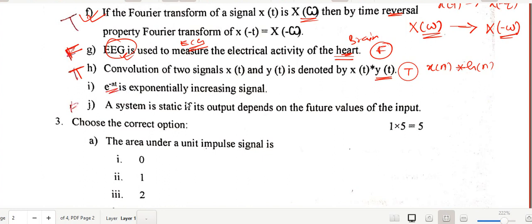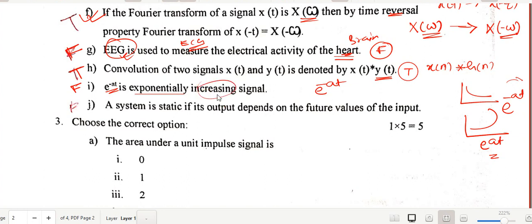Then next question, they are asking that e to the minus at is an exponentially increasing signal. See, this is an exponentially decreasing signal, because e to the minus at. Minus means the signal will be decreasing like this, and exponentially increasing means it will be increasing like this. So if it is e to the power at, then it is exponentially increasing, but e to the minus at becomes decreasing. So it will be false, it is exponentially decreasing, but they called it increasing.